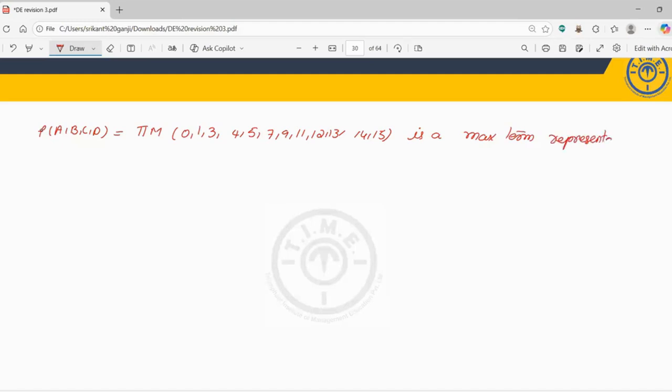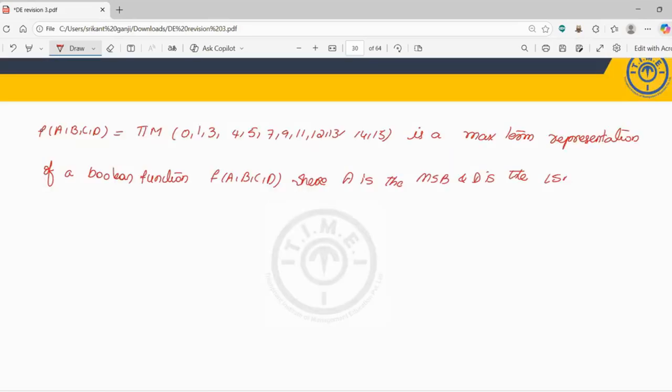f of a comma b comma c comma d is equal to pi capital M of 0 comma 1 comma 3 comma 4 comma 5, 7, 9, 11, 12, 13, 14 and 15 is a max term representation of a boolean function f of a comma b comma c comma d, where a is the MSB and d is the least significant bit, LSB.